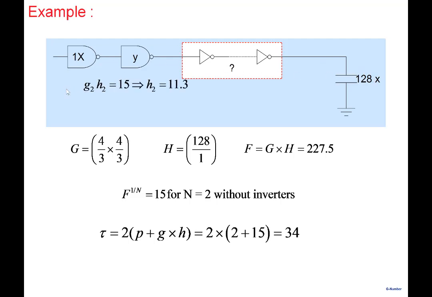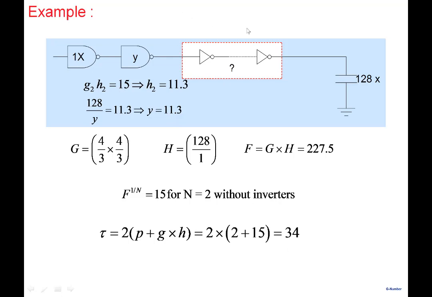What is the size here? Note that G1H1 is 15 and G2H2 is 15, so we can find H2 as 11.3. With 128 over Y equal to H2, which is 11.3, we get Y equal to 11.3. So the size of this gate is 11.3, maybe about 11 times the size of a 1x gate. Keep this number in mind, 34. With these 2 NAND gates, we have optimized the design; the optimum size is 11.3 and the optimum delay is 34.